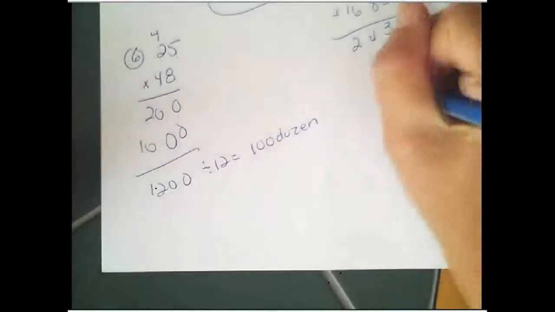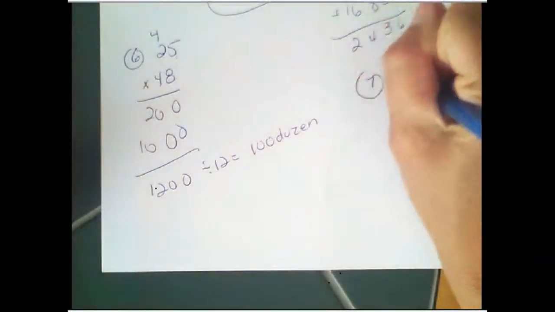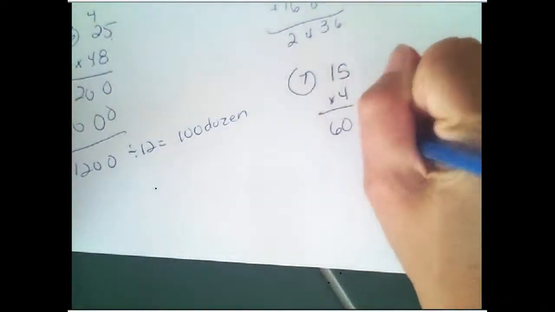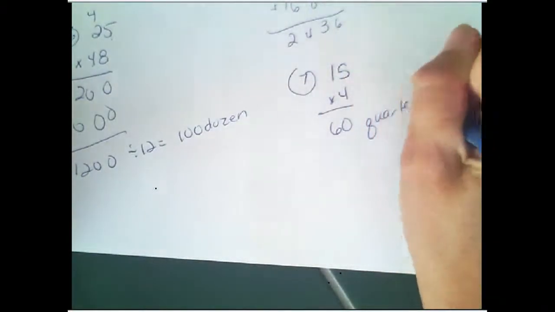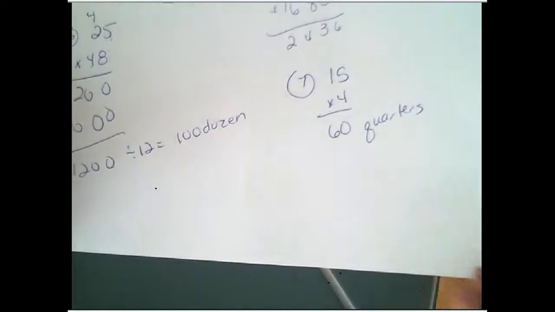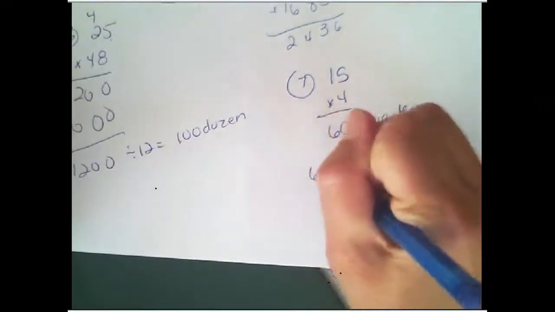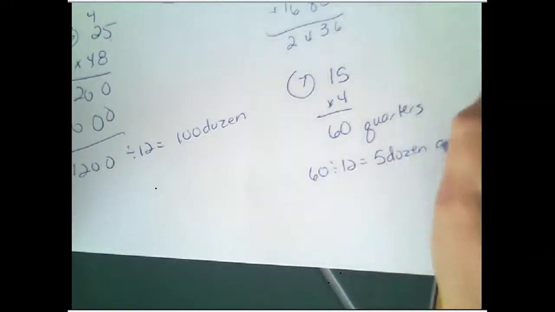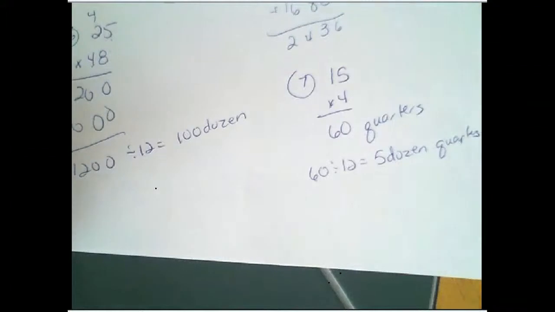So we're going to take that $15. We're going to multiply it by 4 to find out how many quarters she has. She would have 60 quarters if she had $15 worth of quarters. And then it asked us how many dozen quarters she has. So we're going to say 60 divided by 12 would give her 5 dozen quarters.